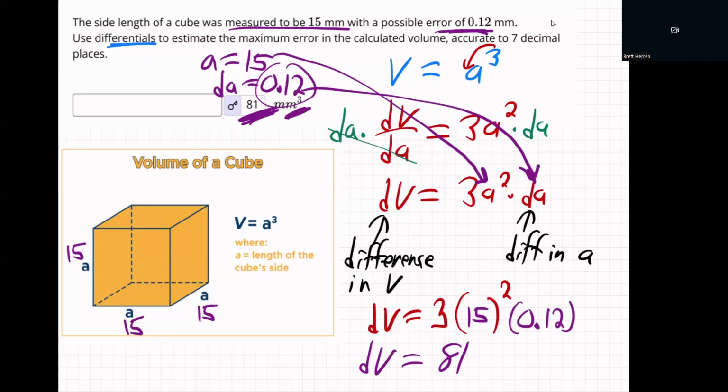Now, again, that's an approximation. It's not exact. It's an estimation because we used derivatives, which means we're really using a tangent line. Remember how we learned in this section? Tangent lines are approximately the same as the original function when you're close to the original. And so if A is 15, we're only off by 0.12. We're pretty close. So this is a good estimate. So there we go.